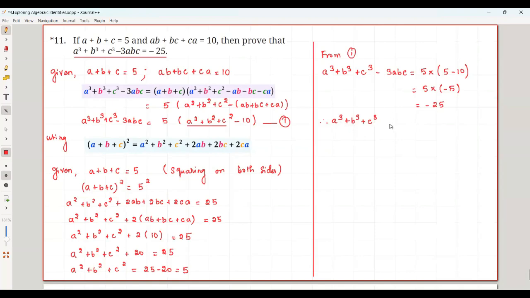a cube plus b cube plus c cube minus 3abc is equal to minus 25. Okay, hence proved. Once again we have used, by seeing this, we can take this identity. Next, after this we cannot proceed, so from this we have to take another identity, the a plus b plus c the whole square identity. Find out the value, substitute, simplify, we got the proof. Hope it's clear.